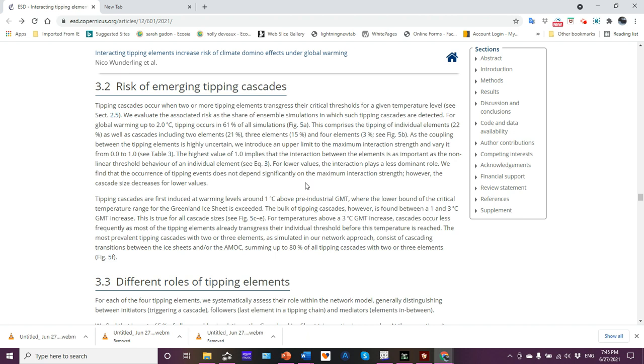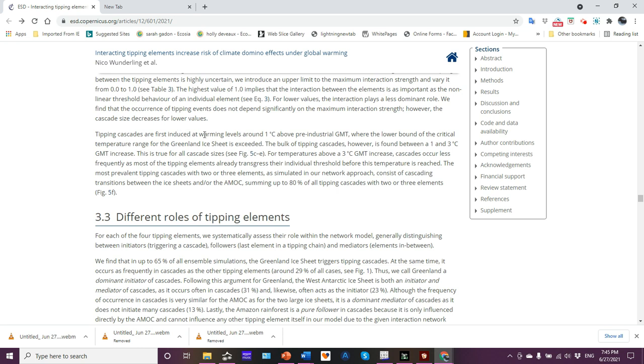As the coupling between the tipping elements is highly uncertain, we introduce an upper limit to the maximum interaction strength and vary it from 0 to 1. The highest value of 1 implies that the interaction between the elements is as important as the non-linear threshold behavior of an individual element. For lower values, the interaction plays a less dominant role. Basically, a value of 1, that's the highest, that's the most dominant situation, where the most interaction will take place.